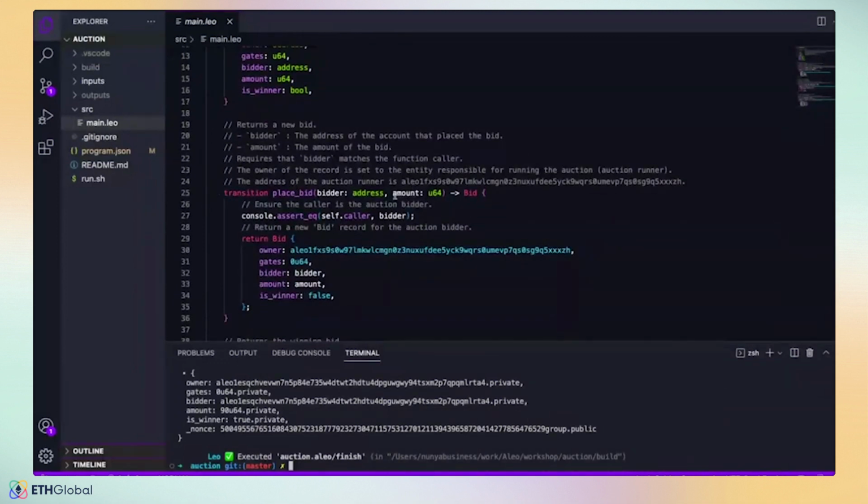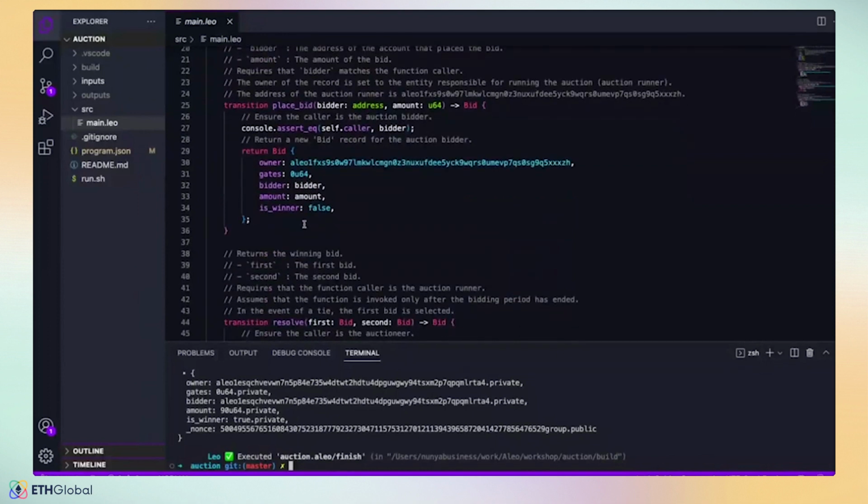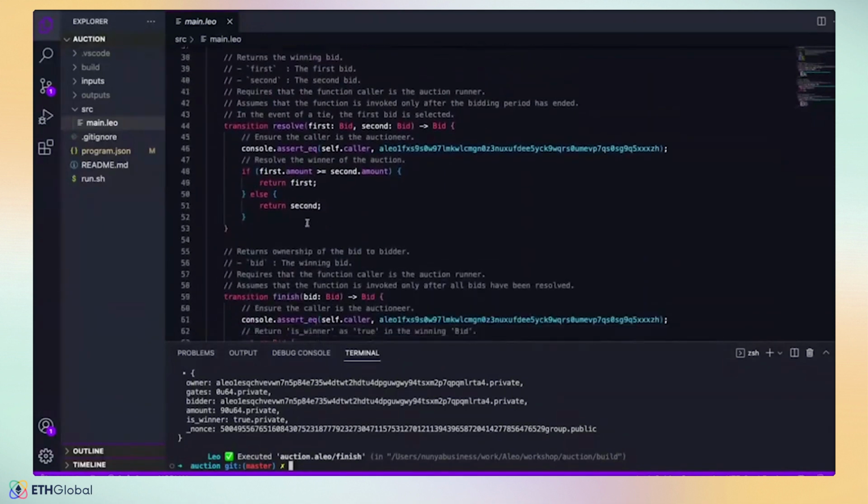So first, we're going to define a transition which allows someone to place a bid. The transition place bid takes in a bidder and amount as private input and produces a bid record. This is actually a very simple function. All it's doing is minting a record. And the only thing it checks is that the party who called the function is in fact the bidder. Why we have this check is to ensure that another person can't come along. Let's say Alice bids some amount. Bob can't come along and just up her bid maliciously. So this is how we can place a bid.